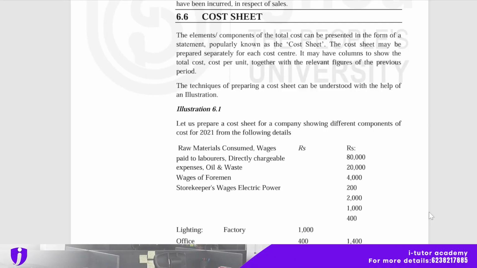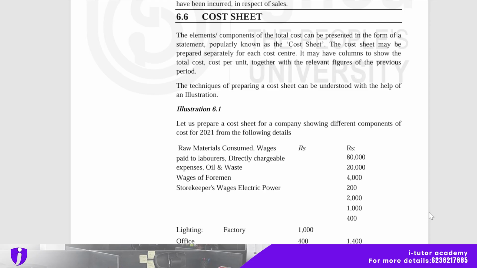In today's session, we will start with the cost sheet, that is Unit 6, MMBC 004, subsection 6. The elements or components of the total cost can be presented in the form of a statement, popularly known as the cost sheet. The cost sheet may be prepared separately for each cost center. It may have columns to show the total cost per unit, together with the relevant figure of the previous period.